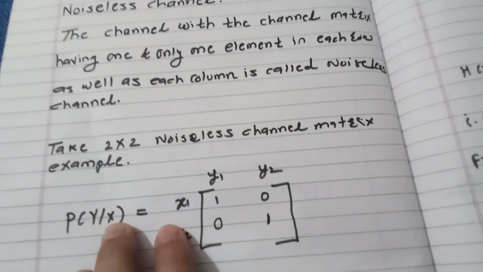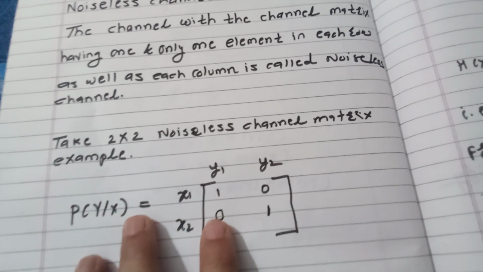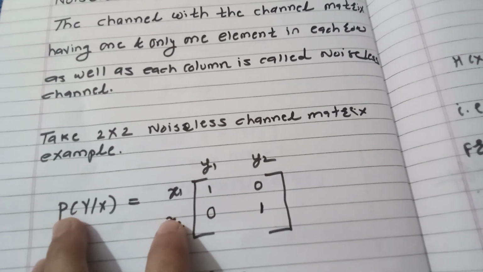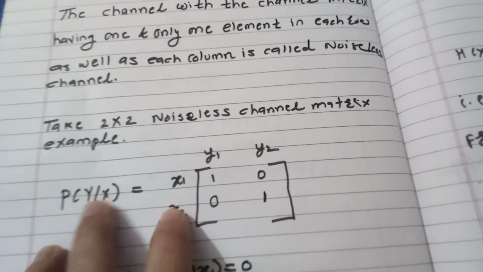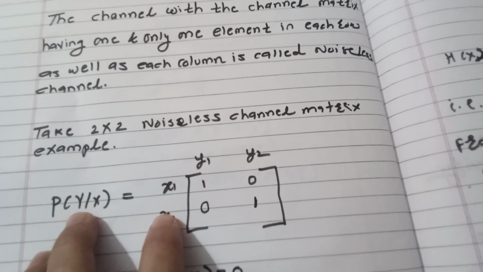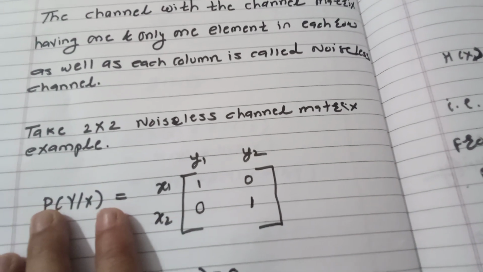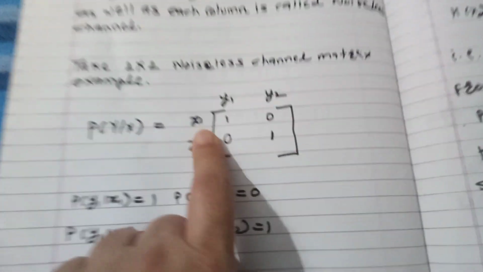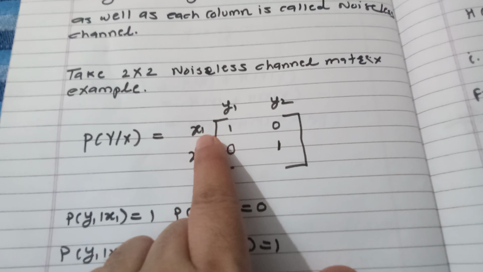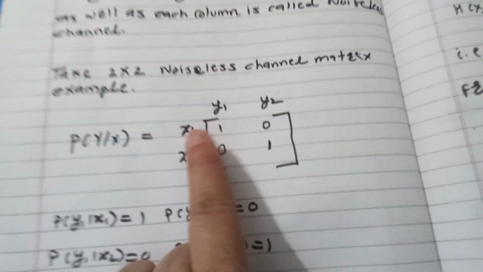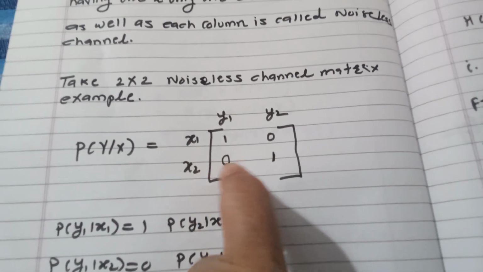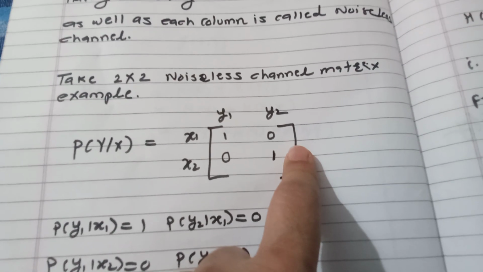You already know what is a channel matrix. Channel matrix is the matrix of probabilities of output given input, that is P for probability, Y for output symbols, X for input symbols. So the probability of output given input is the channel matrix. The inputs are represented by X1, X2 and outputs are Y1, Y2. Here in each column there is one element and in each row there is only one element. So such a matrix is called noiseless matrix.